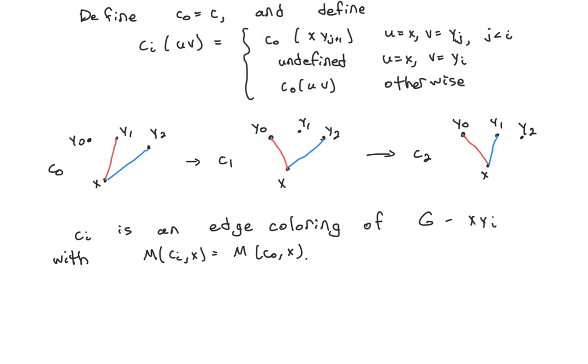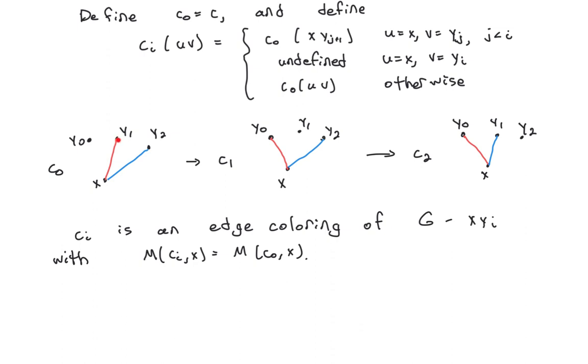So the idea is we're going to create a sequence of proper edge colorings of different subgraphs. And so the first coloring is the original coloring we started with. And then we're going to define C sub i to be the ith coloring. And the idea is basically this setup. So here's my original graph coloring.